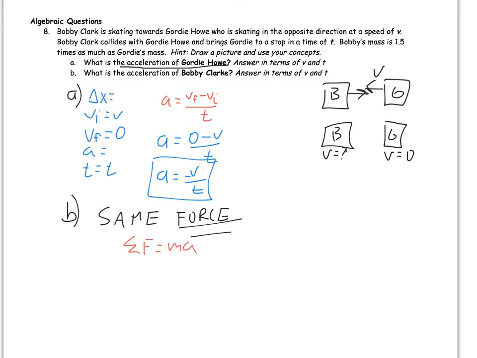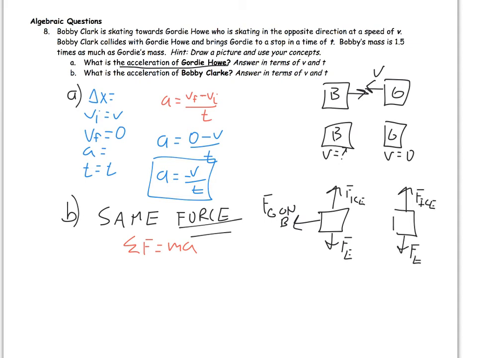So if we think for a second about the forces acting on Bobby during the collision, we have the force from the ice or the surface, we have the force of Earth, but most importantly we have the force of Gordie on Bobby. And we have the same set of forces acting on Gordie. We have the force of the ice, the force of the Earth, and of course the force now of Bobby on Gordie. These are the two forces we really care about. Those are our equal and opposite pairs. So let's go ahead and think about our forces in the x direction and set those up for each person.